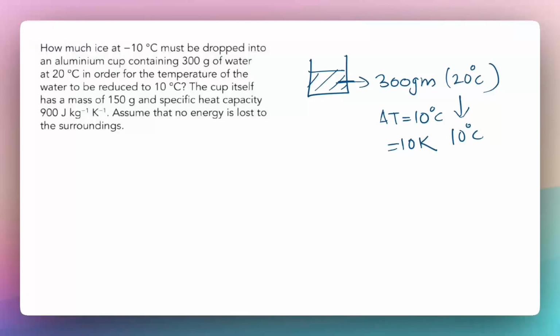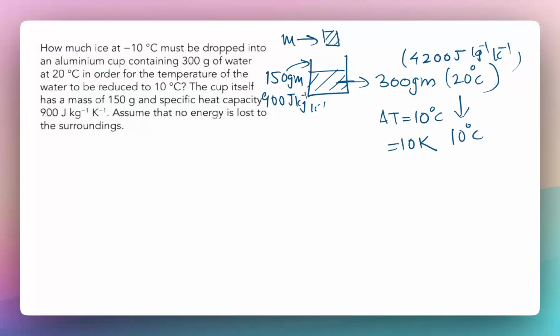The cup itself has a mass of 150 grams. So the cup also has a mass, which is 150 grams, and it is made of aluminum, which has a specific heat capacity of 900 joules per kilogram per Kelvin. And we know the specific heat capacity of water is 4200 joules per kilogram per Kelvin. And we are going to drop some ice into this, and we have to find the mass of how much ice we should be dropping. Now note the final temperature first. The final temperature is 10 degrees Celsius.